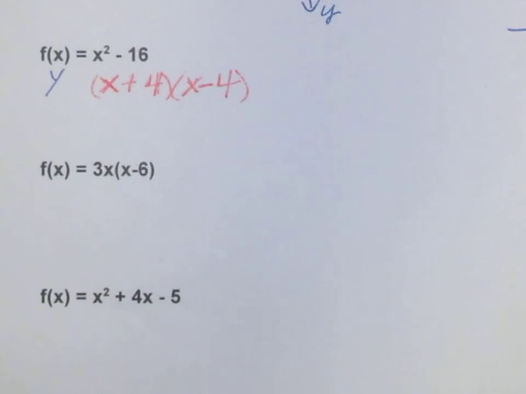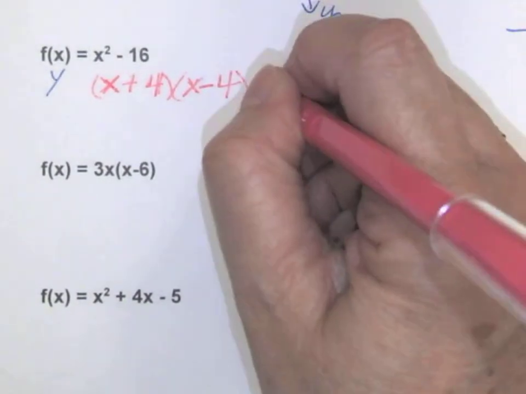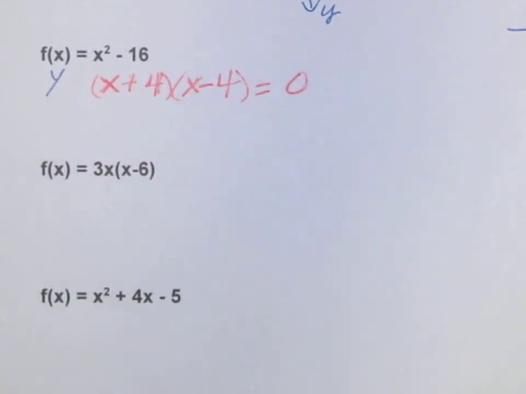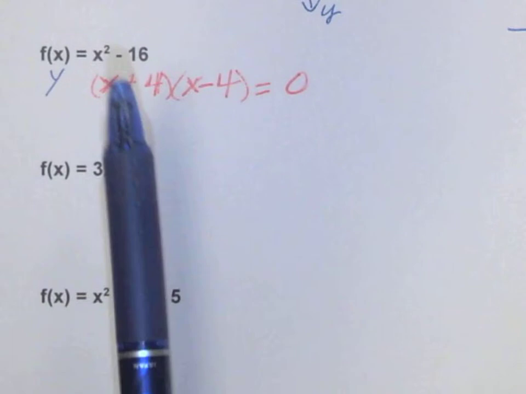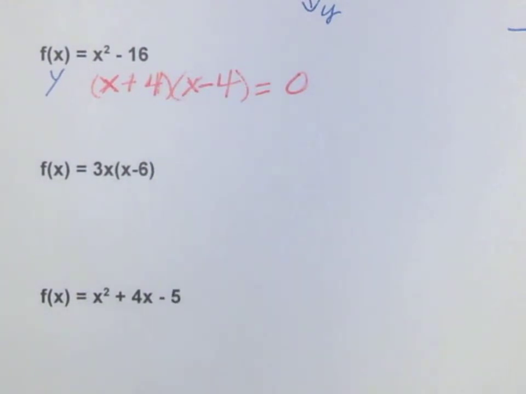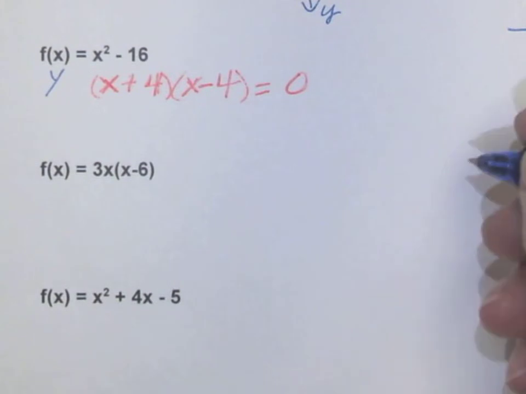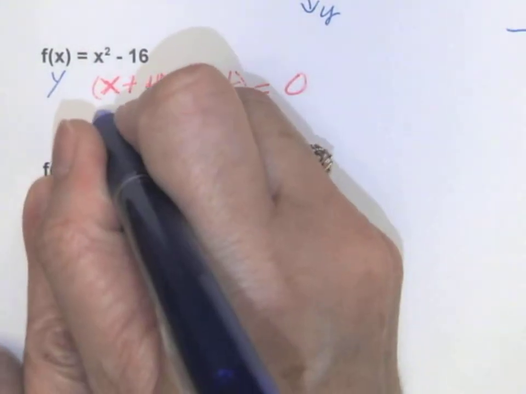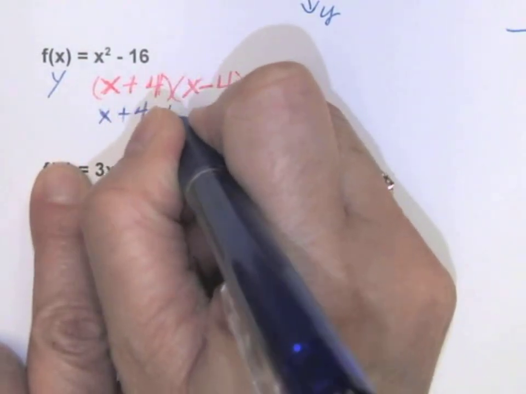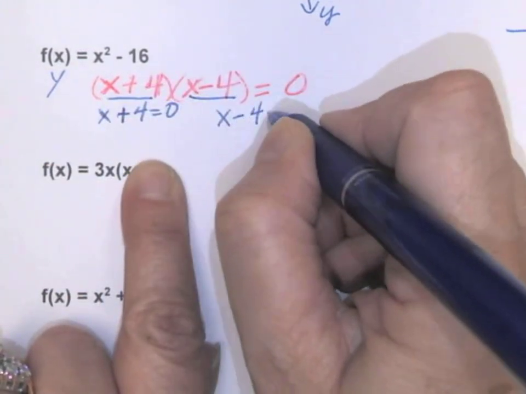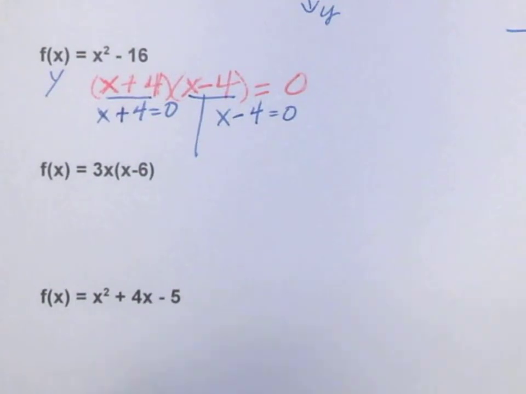So what I want to know is when this is equal to 0, because I'm going to change my y to a 0. Now, when you multiply two things together, because parentheses means multiply here, when you multiply two things together and get 0, one of them has to be 0. 0 times anything equals 0. So one of these is 0, maybe both of them are 0. So what I'm going to do now is I'm going to set up two problems. I'm going to say that either x plus 4 equals 0, because that's a parentheses, or x minus 4 equals 0. I have set up two problems.